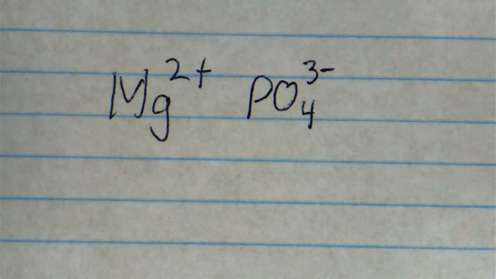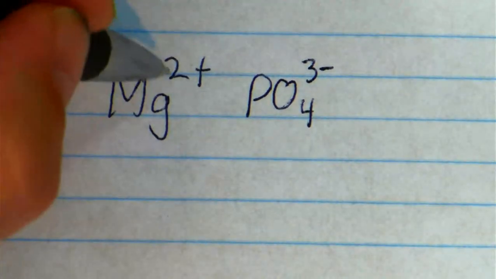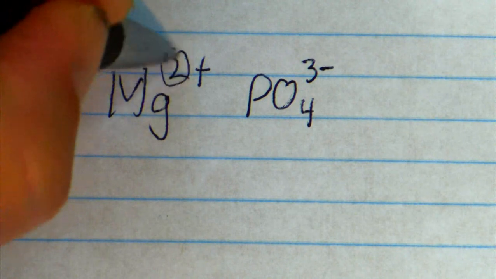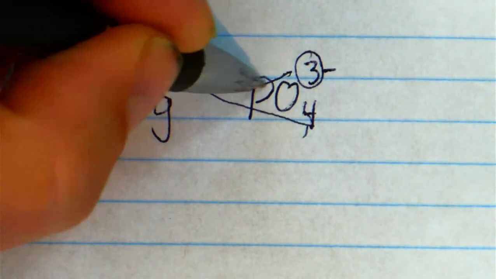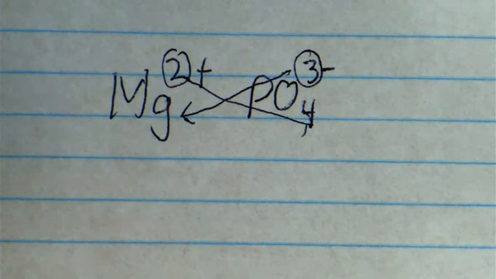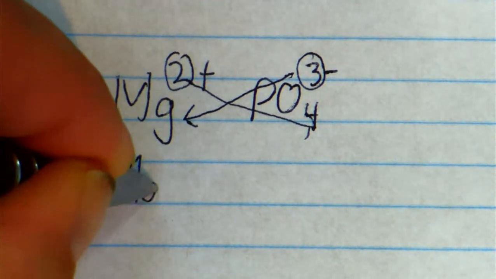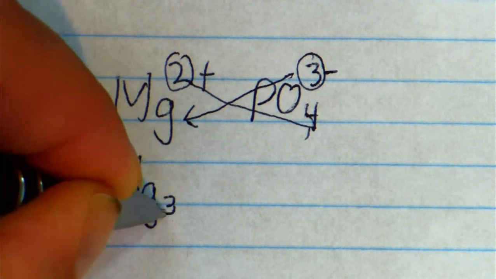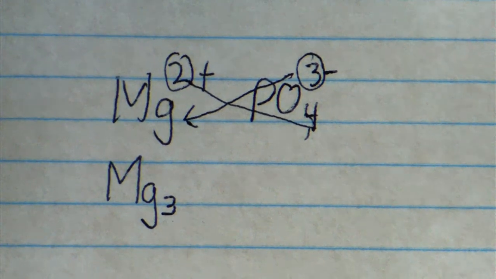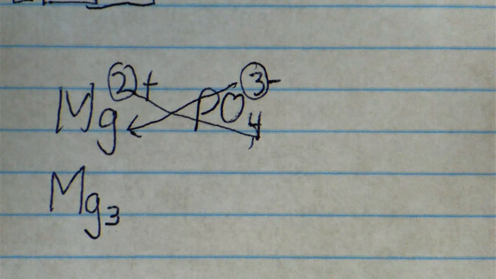Now I want to combine these things and make a neutral molecule. By crisscross, this 2 will go down over there. This 3 will go down over here. And to write this, that would be magnesium, subscript 3. And now I have a question for you from me.